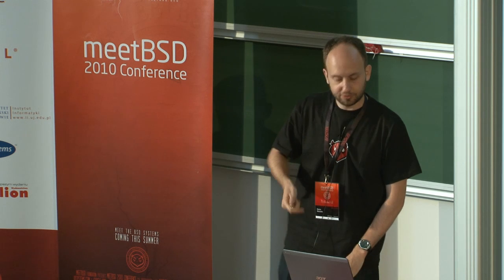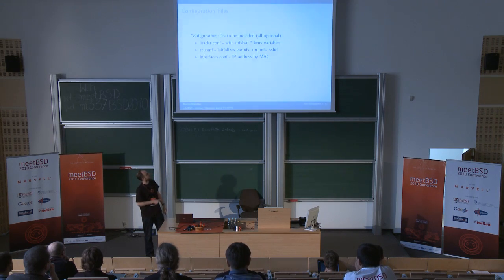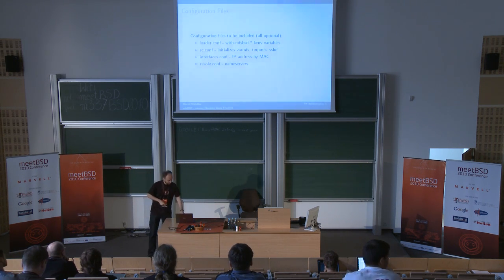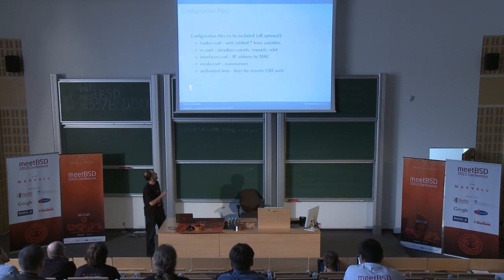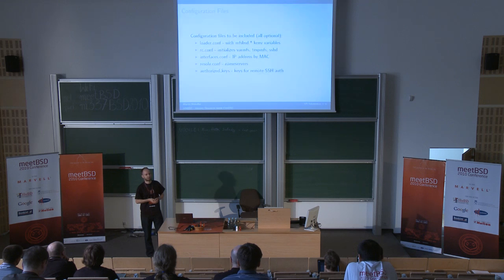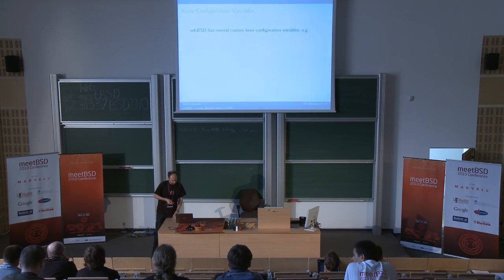Okay, rc.conf initializes the var file systems, the tmp file systems, of course, very important. If you have no console access, it starts SSHD for you. Interfaces.conf, as I said, sets IP interface by MAC, and resolv.conf sets name servers. And this was a request of my users. They wanted authorized keys to also be part of the configuration, so they do not have to set a root password or boot in with a root password just to get in with the key.